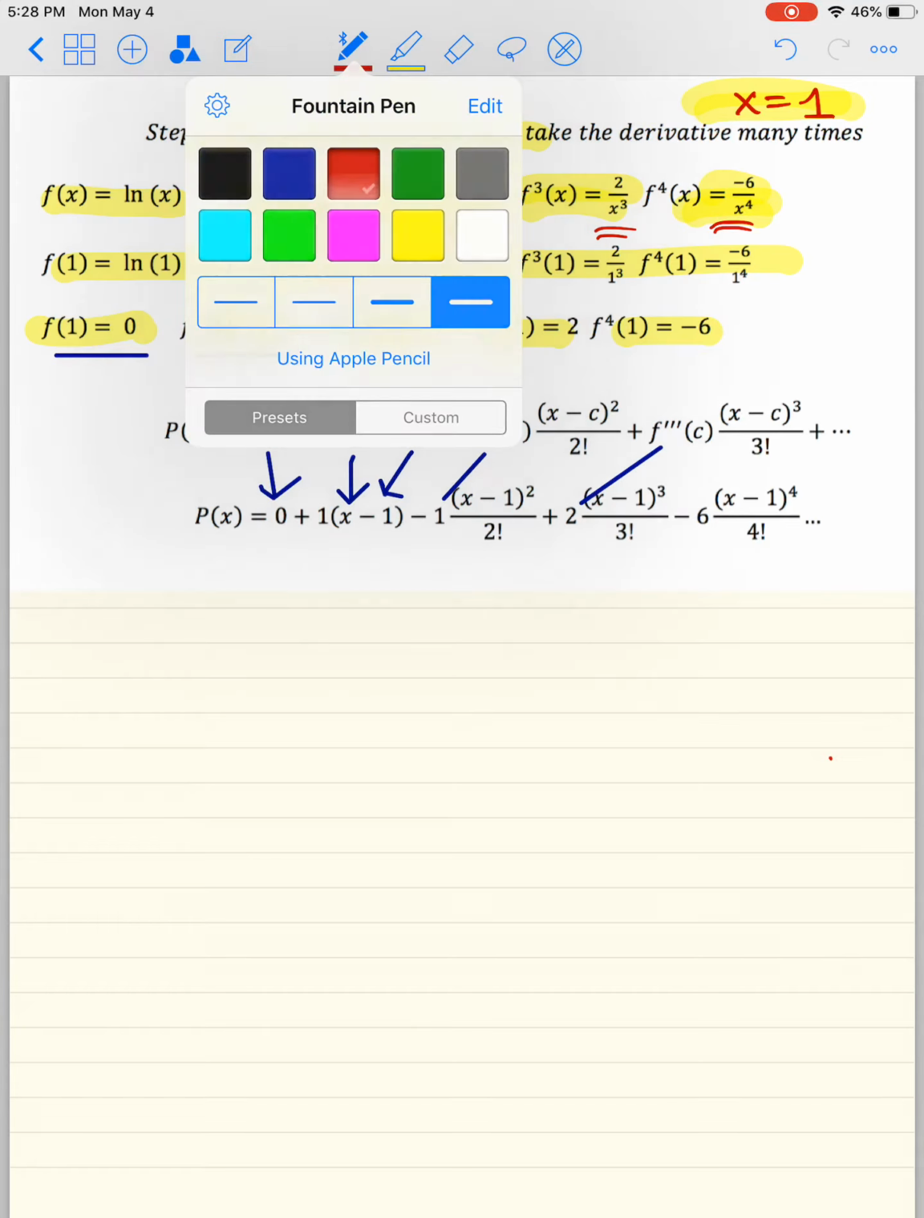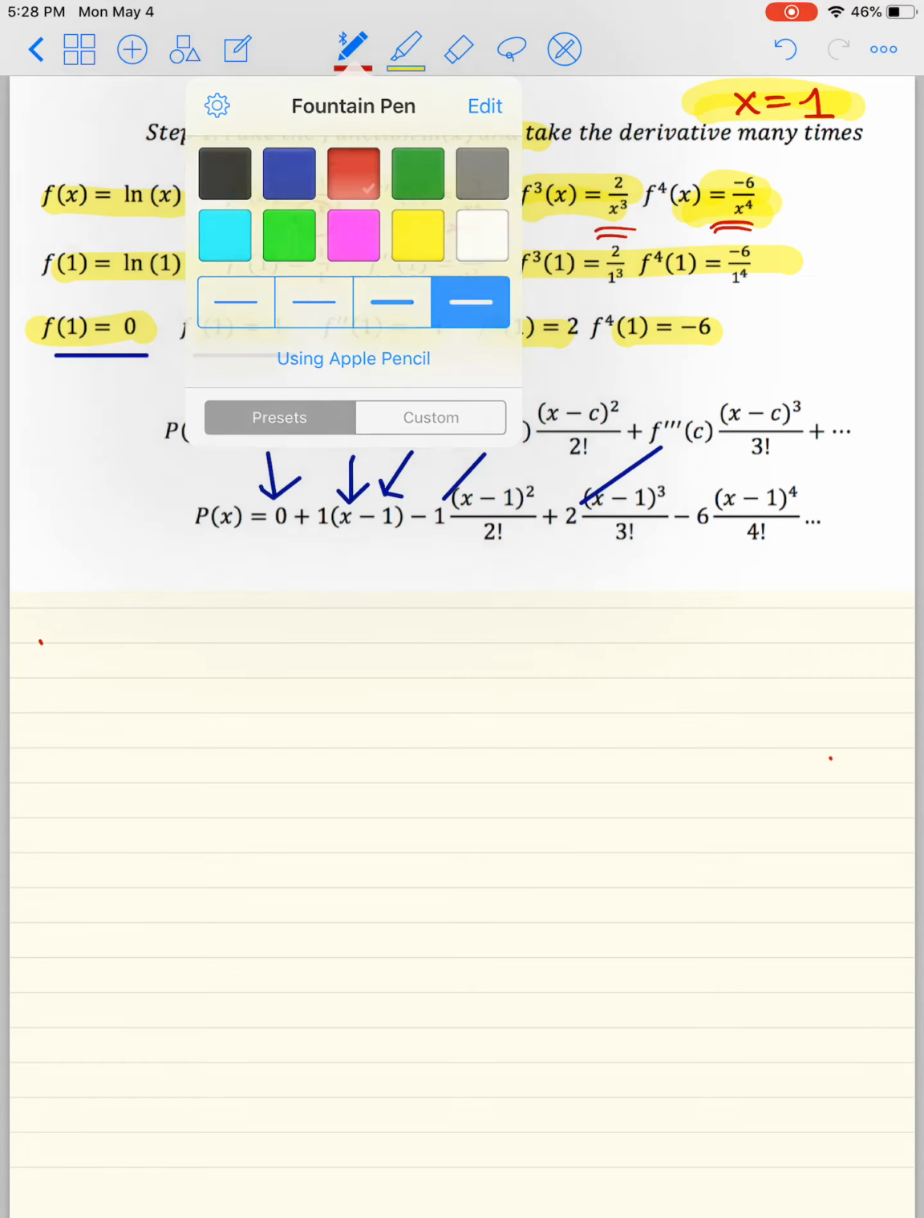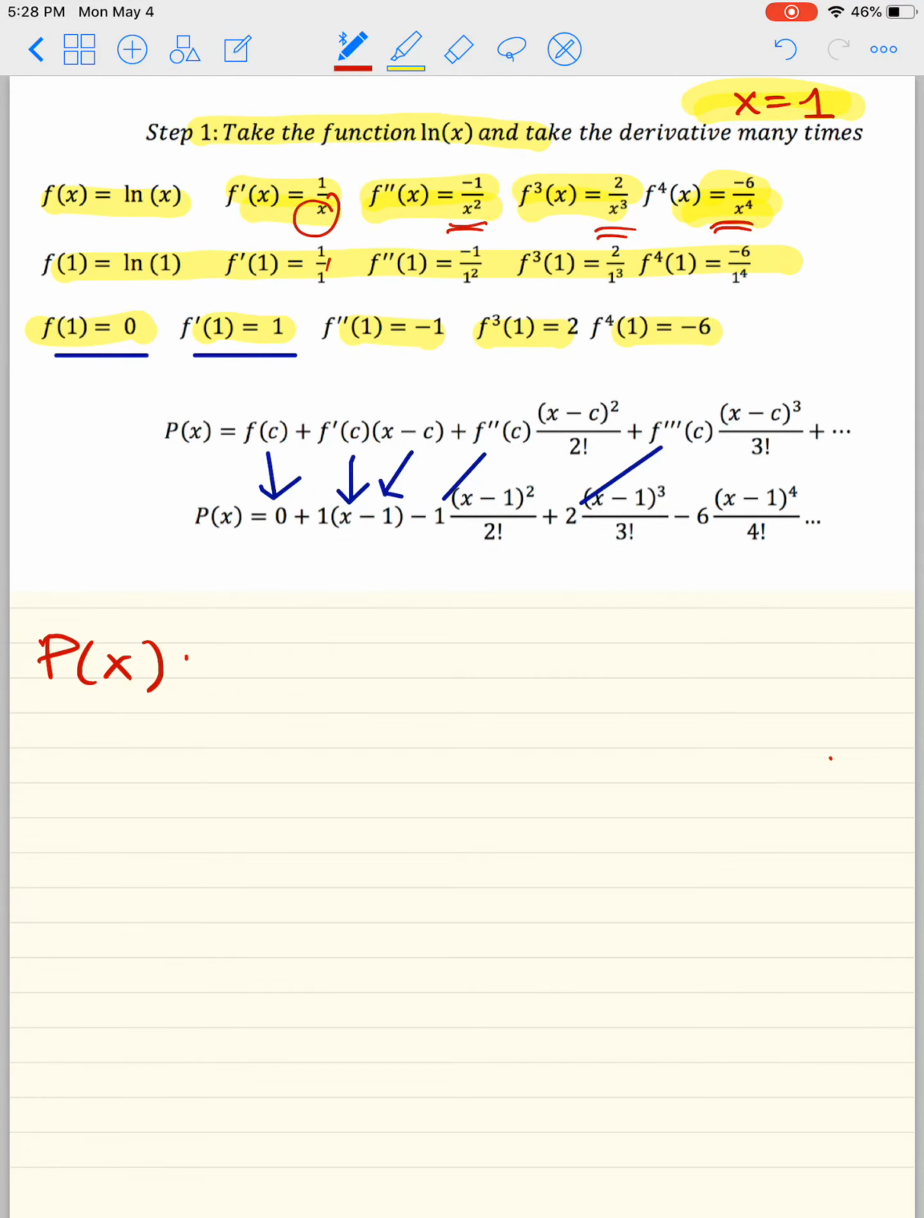Okay, so let's rush through this. This actually gives me some sort of polynomial of x minus 1 minus x minus 1 squared over 2 factorial. That's 2. Plus, now guys, here, x minus 1 to the third, 2 over 3 factorial, 2 over 6 is just 3. You guys see a pattern there?